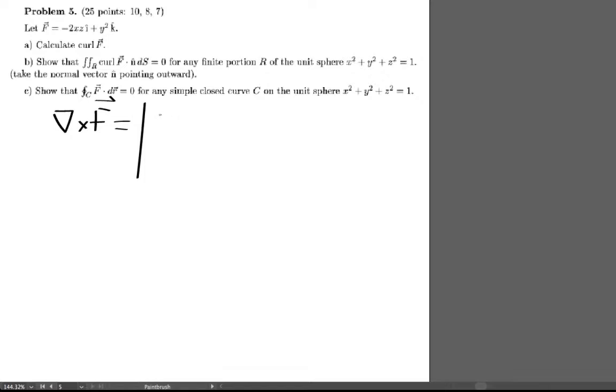So when you take a cross product, it's i hat, j hat, k hat, and then the first row of this is going to be partial over partial x. No, sorry, it's not del. It's d over dy.